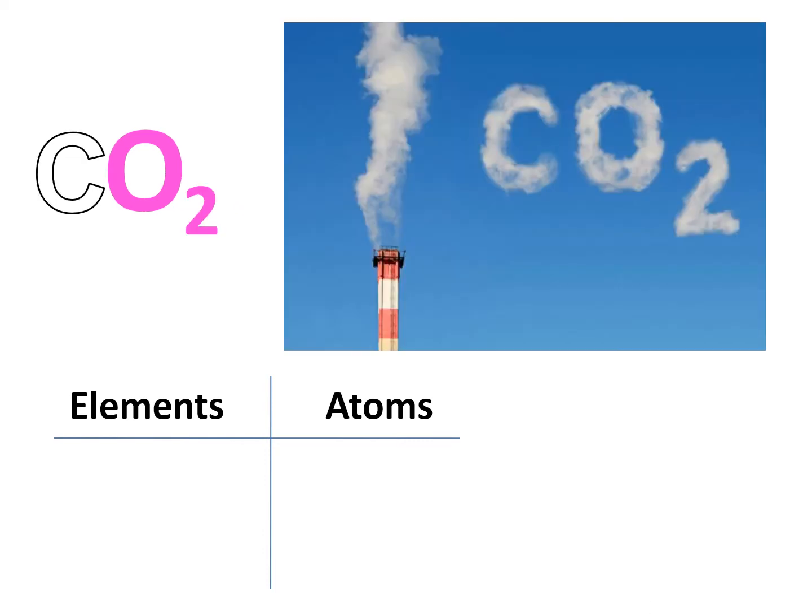And CO2, also known as carbon dioxide, how many elements do we have? Well, again, we're going to look at those capital letters. We've got a capital C and a capital O, so we have 2 elements. How many atoms do we have? Well, we have 1 atom of carbon, the C. We know that because there's no number by it. And we have 2 atoms of oxygen, and we know that because of the number 2.